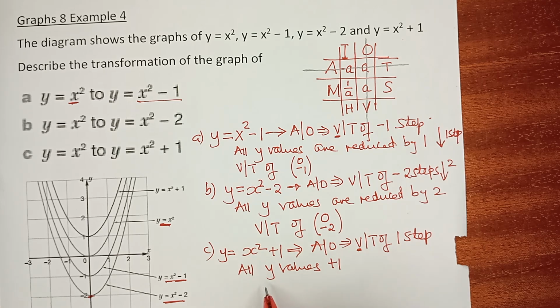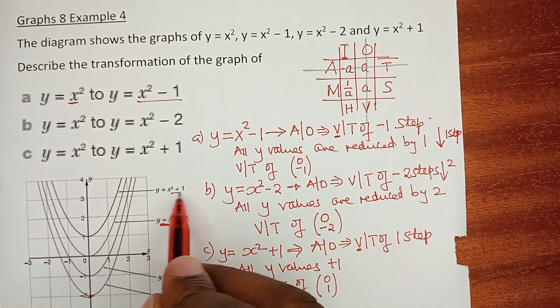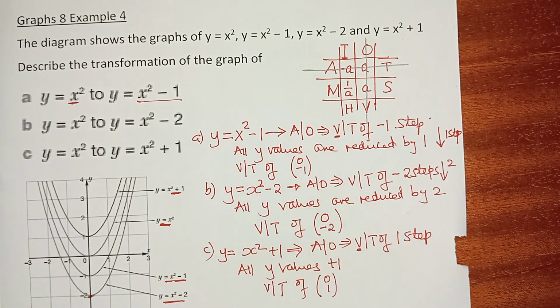That means we are faced by a vertical translation of 0, 1. If we consult our graph, the original graph y equals x squared is this one. We add 1 to all y values, and then we land on this point 0, 1. So this is the graph of y equals x squared plus 1.